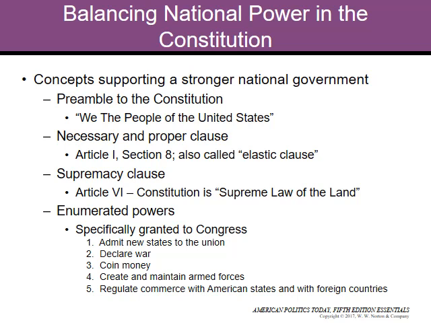Enumerated powers are those powers that are given specifically to Congress, such as admitting new states to the Union, declaring war, coining money, creating and maintaining our armed forces, and regulating commerce with American states and with foreign countries.